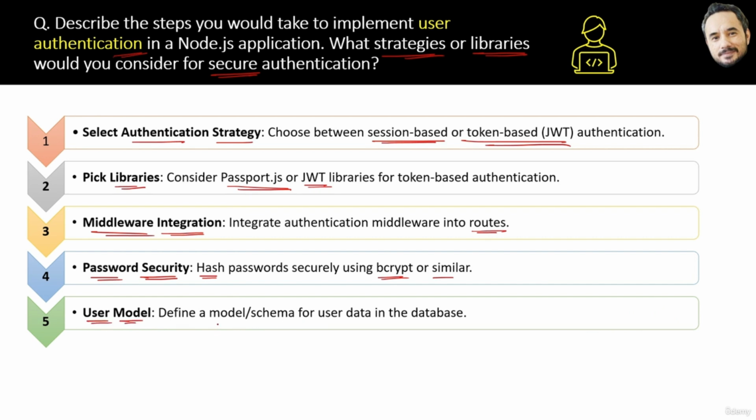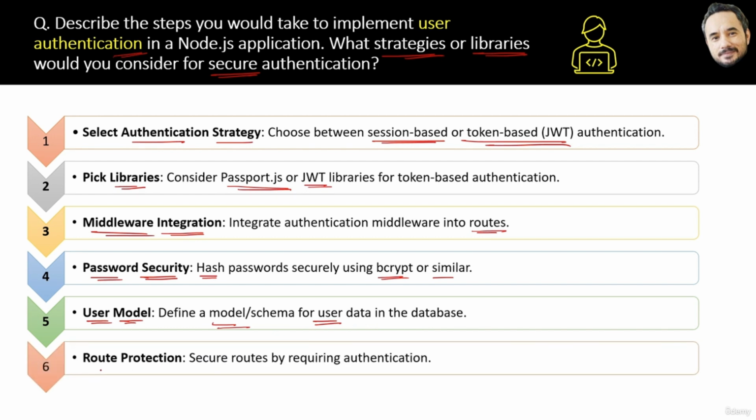The fifth step is create the user model. Define a model or schema for user data like username fields. Create a model, okay? And the last step is route protection. Secure routes by requiring authentication. Meaning, authenticated routes should be nested separately from the other normal routes where authentication is not required. So they should be separate. And I already covered this in the past nested routes question, I think.